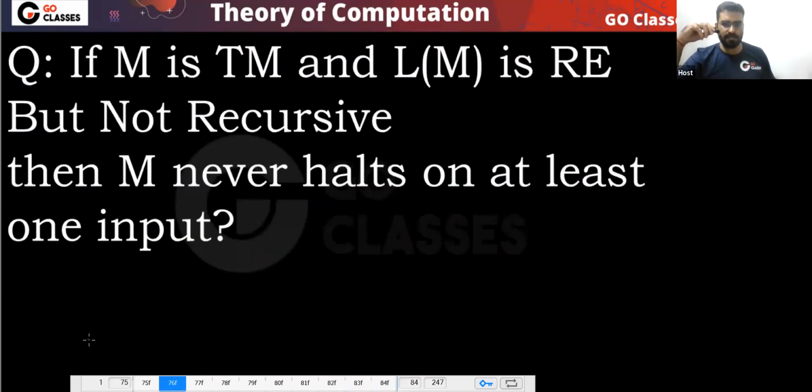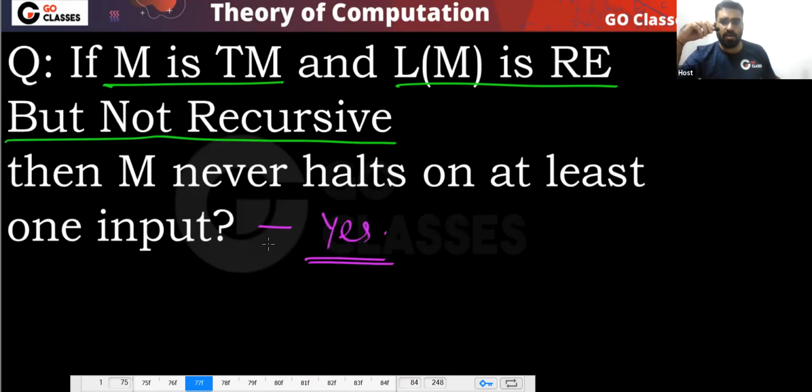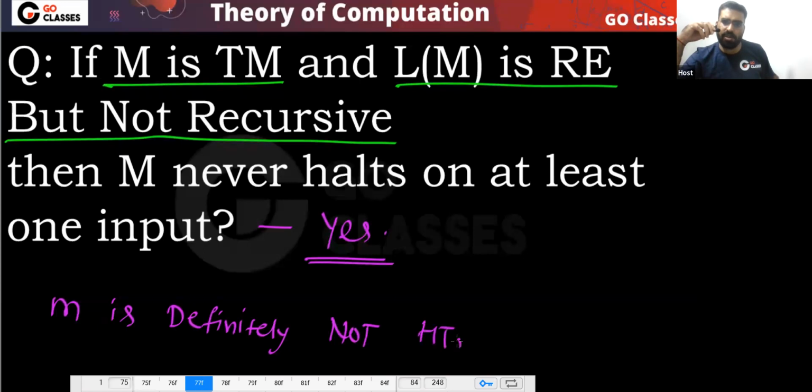What about this question? If M is a Turing machine and LM is RE but not REC, then can I guarantee M is not a halting Turing machine? Yes, I can guarantee. So this statement is yes. In this situation, we can guarantee M is definitely not a halting Turing machine.